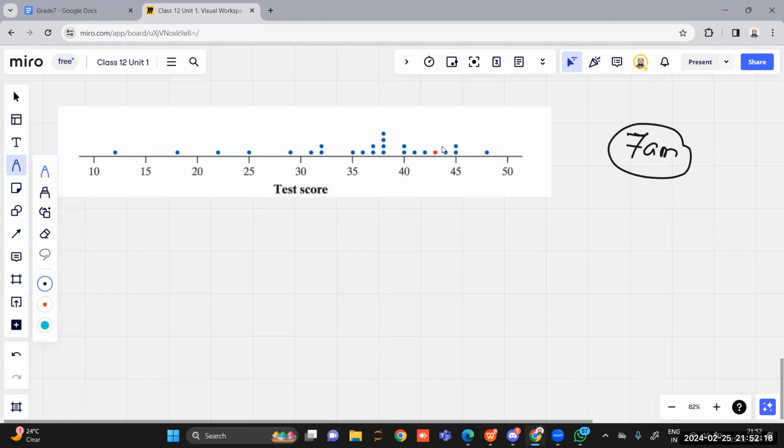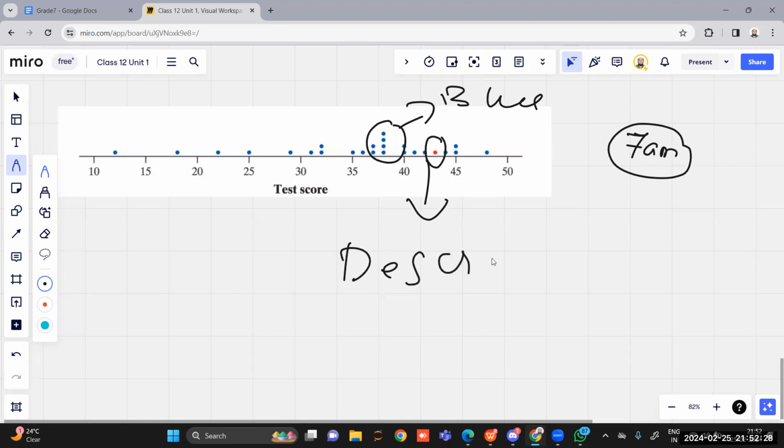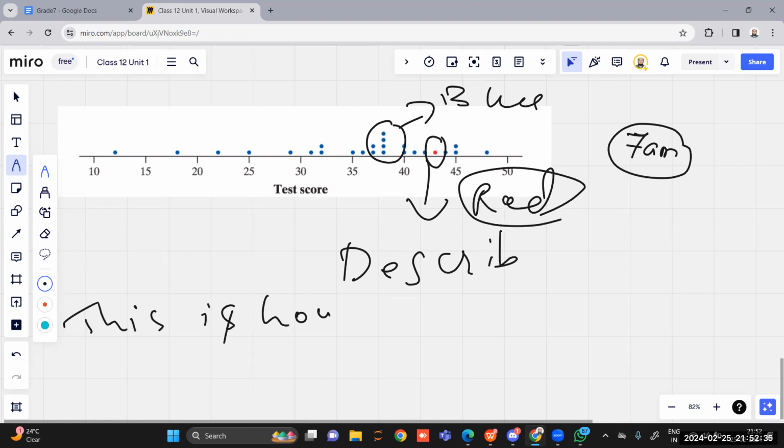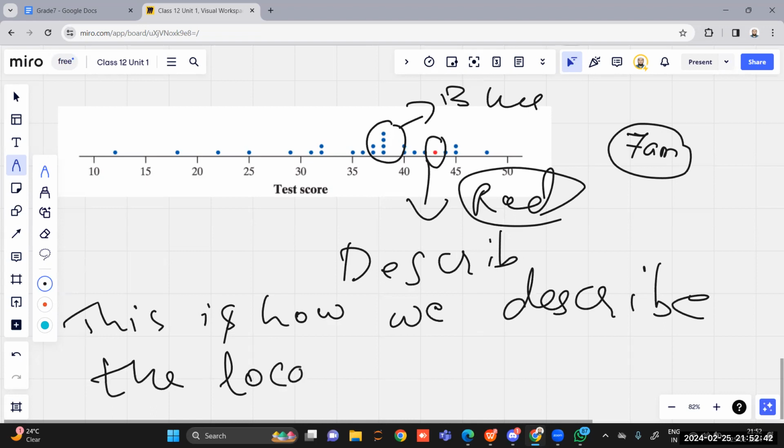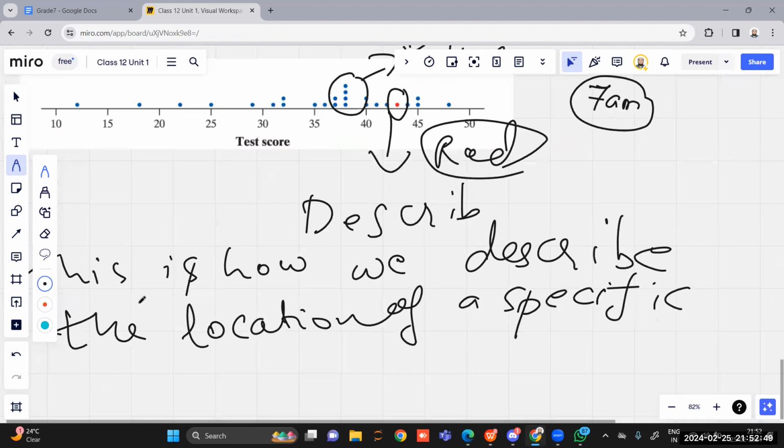So describing a location here. See, all the data points are in blue, and the one data point which we have to describe in the whole data is in red. Yes or no? So this is how we describe the location of a specific point in the data.